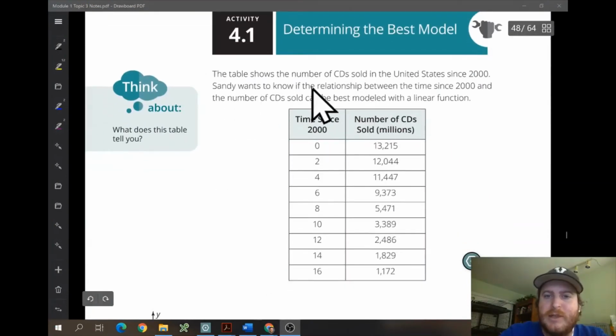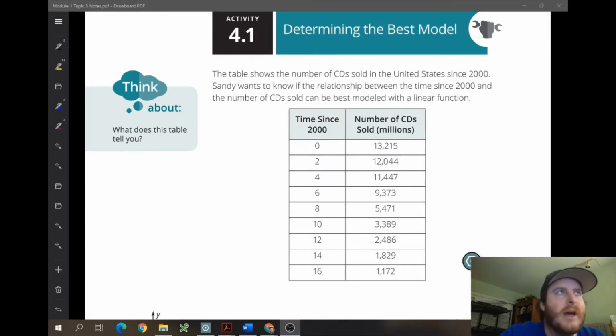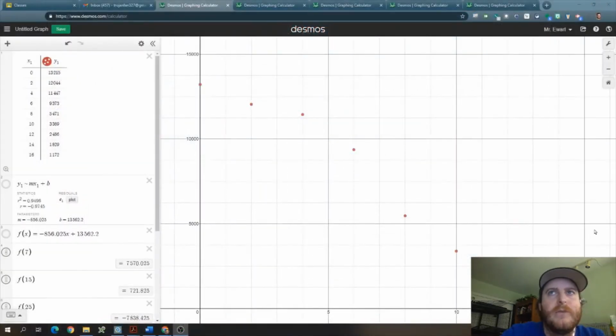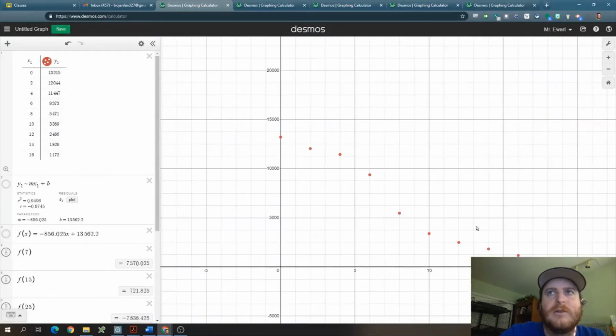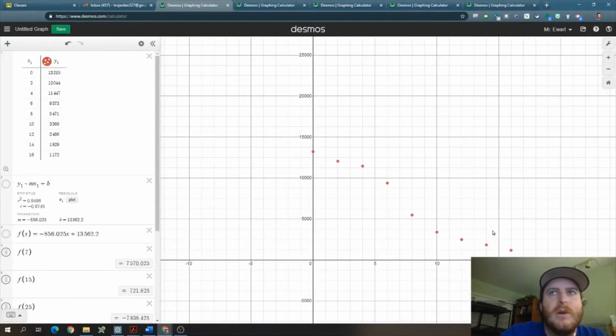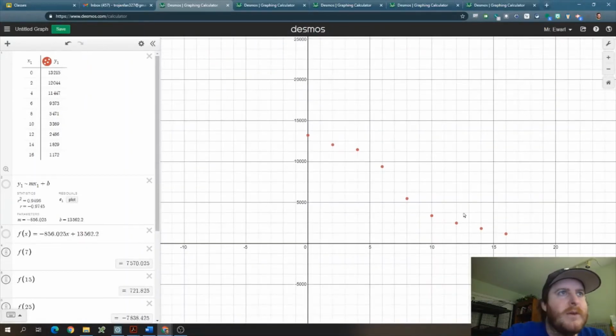And so this is a table of CDs sold in the United States since 2000. Okay. So CDs sold in the United States since 2000. And so I graphed this again on Desmos for us. Let me zoom out so we can see it so my face isn't in the way. So our graph kind of looked like that. So that was the shape of our graph.